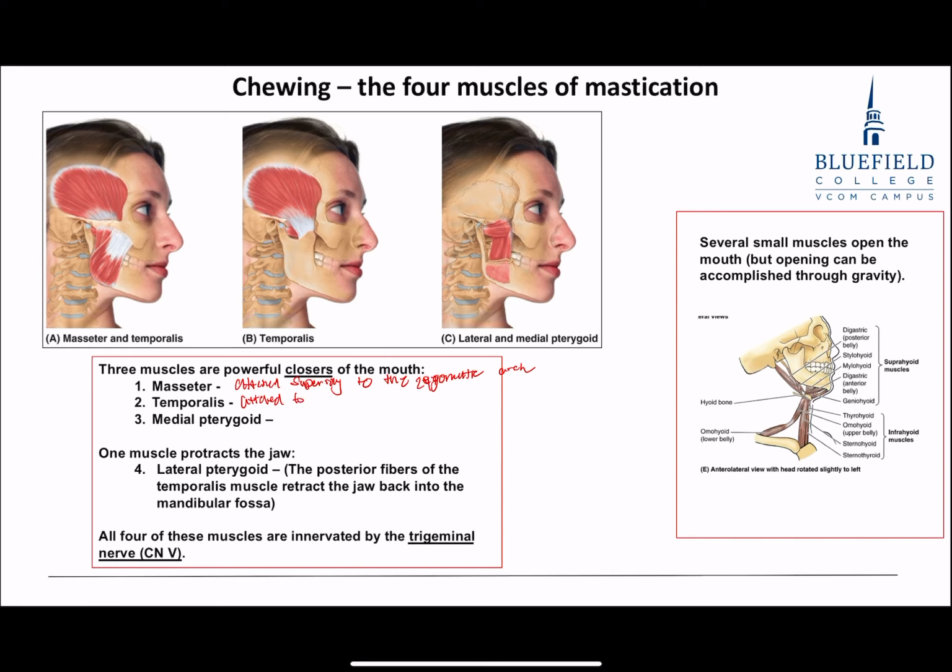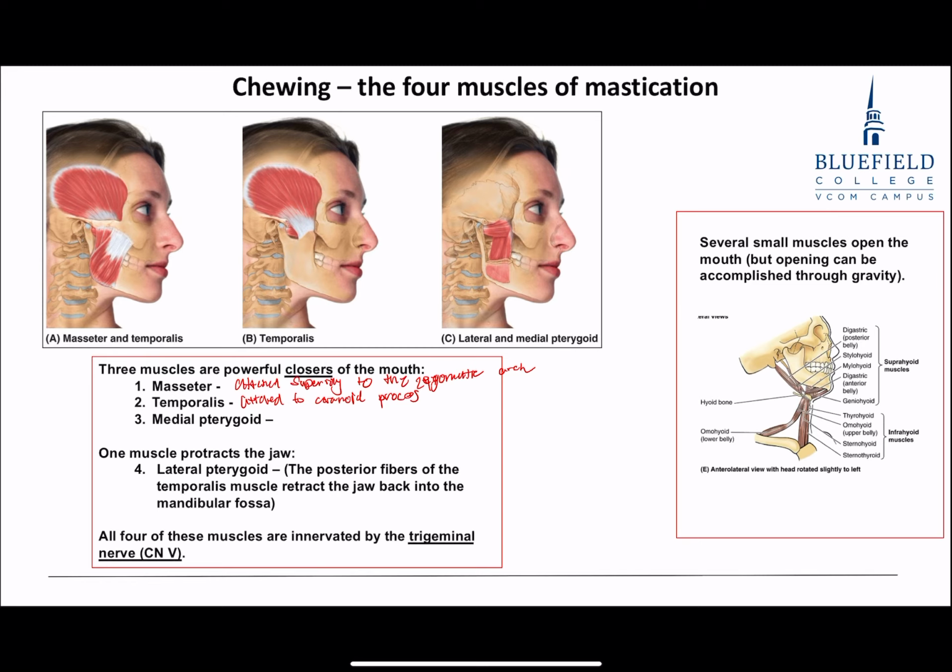But when we talk about chewing muscles, that lateral pterygoid looks a little weird. How's that going to close the jaw? It really doesn't. So as you look at it, you might be getting some ideas about what the role of the lateral pterygoid will be in chewing.